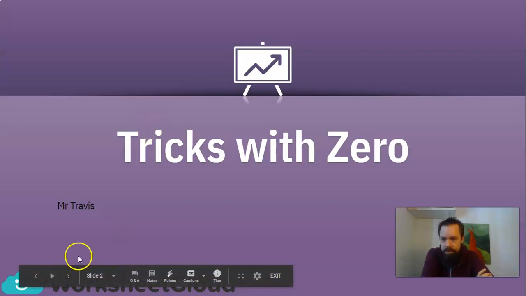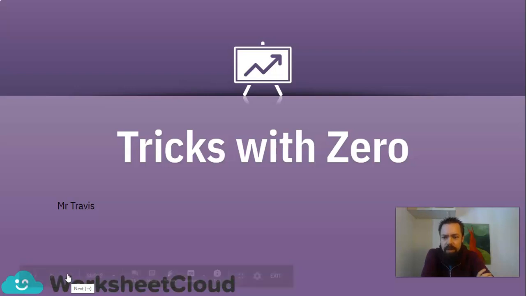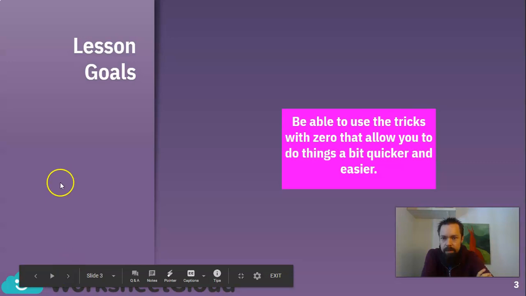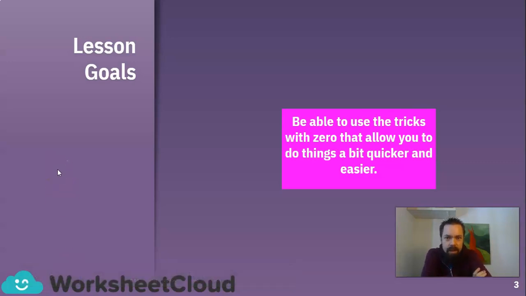Right, tricks with zero. I'm not going to go through yesterday's homework. I think it was fairly straightforward, and there is a memo there for you to check if you need. Our lesson goals for today, pretty simple. Be able to use the tricks with zero that allow you to do things a bit quicker and a bit easier.